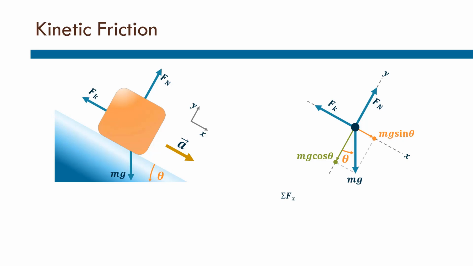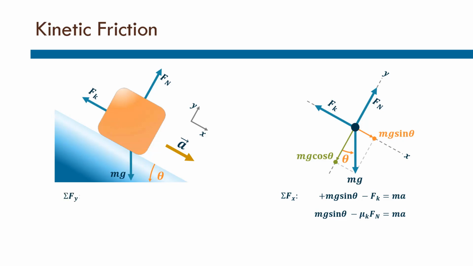Sum of all forces in the x direction. Towards positive x, it's mg sine theta. Towards negative x is fk, and that is equal to ma. So we can write it as mg sine theta minus mu k fn, that's equal to ma. Do not substitute for fn yet. We do not know what fn is. For that, we need to write the y direction.